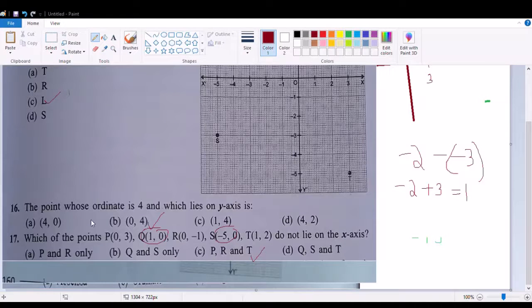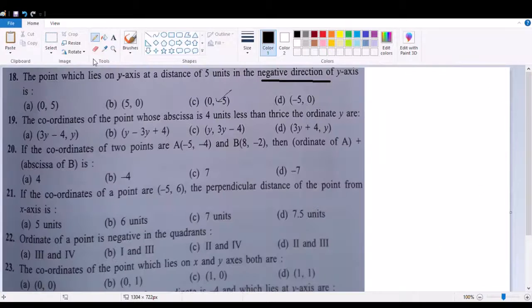Okay. So we will move to the next set of questions. This is the last set of questions from this coordinate geometry section. So hope you understood this much.